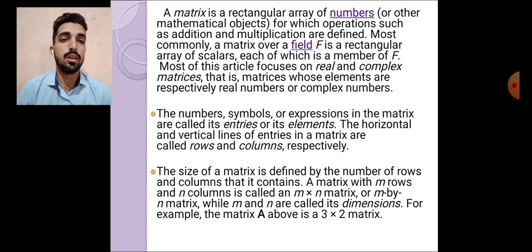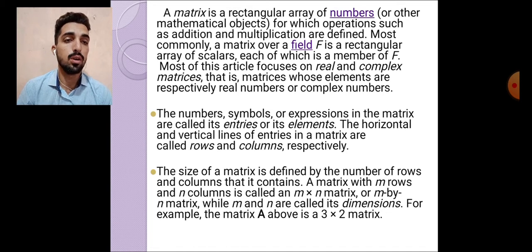A matrix is a rectangular array of numbers or other mathematical objects for which operations such as addition and multiplication are defined. Most commonly, a matrix over a field F is a rectangular array of scalars, each of which is a member of F. Most of this article focuses on real and complex matrices, that is, matrices whose elements are real numbers or complex numbers respectively. The numbers, symbols or expressions in the matrix are called its entries or its elements.